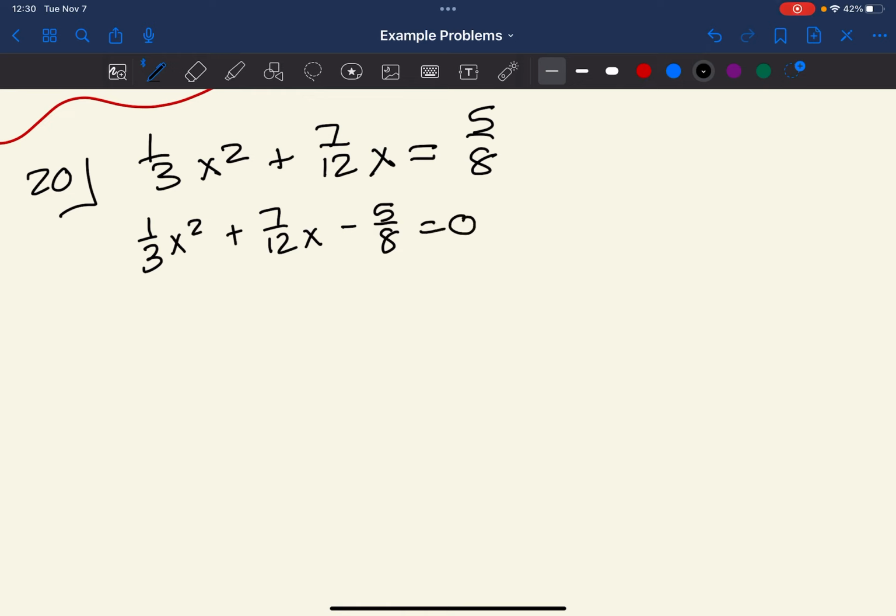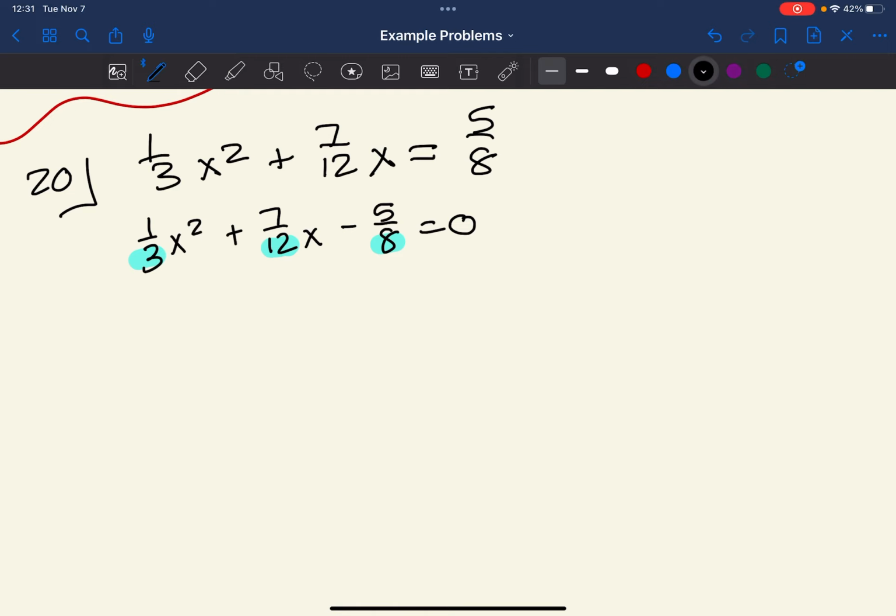The next thing I'm going to do is I'm going to get rid of all these fractions, because it's a lot easier to deal with whole numbers than it is fractions. So in order to do this, I need to find a common denominator between 3, 12, and 8. Give you a moment to think about that. And the lowest common denominator that we could choose is 24.